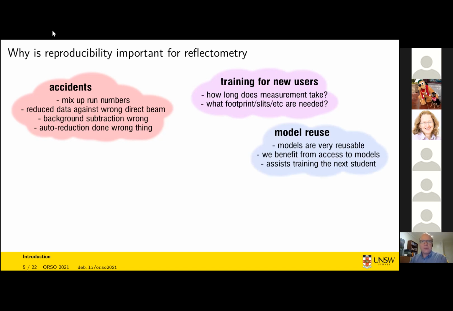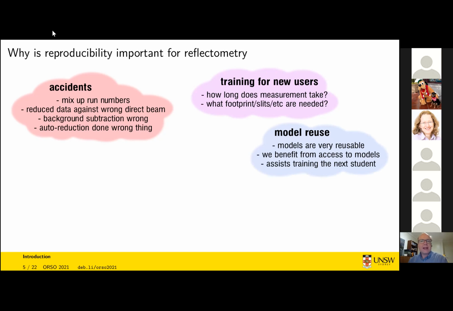Once we move a little bit further into what we might be able to reuse out of our own work, there is the question of model reuse. So we spend a lot of time generating complex mathematical models which describe what is going on at the interface, which is the basis for our reflectometry analysis.